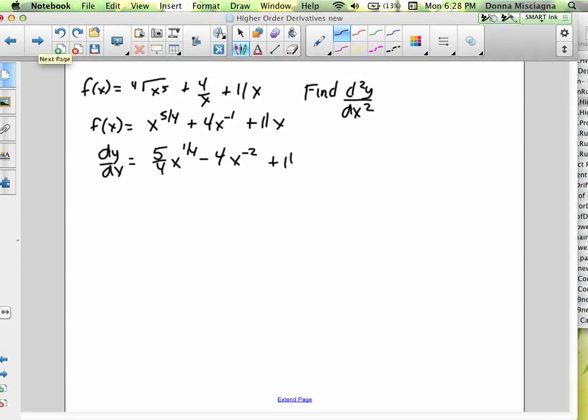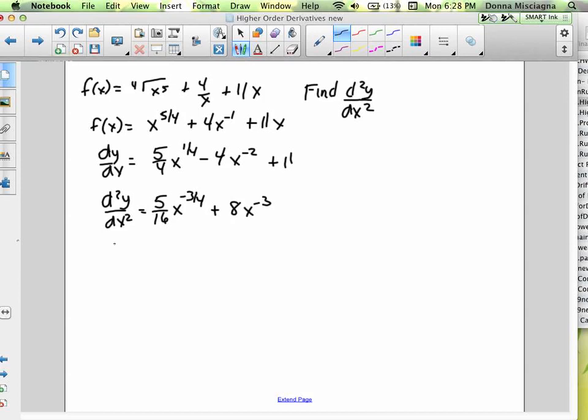Now let's take the second derivative, d2y over dx2. So 5/4 times 1/4, that I can do in my head. That's going to be 5/16 x to the 1/4 minus 4/4, which is negative 3/4 power, plus 8x to the negative 3 power. And the 11 is now gone.